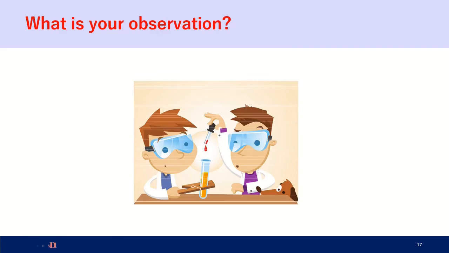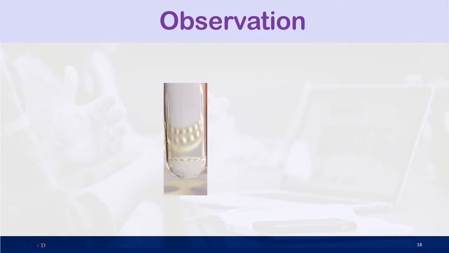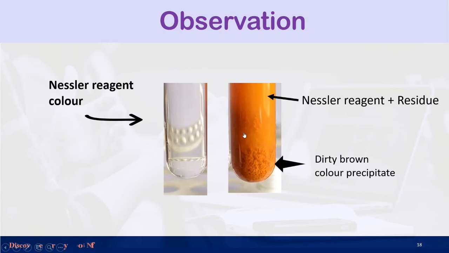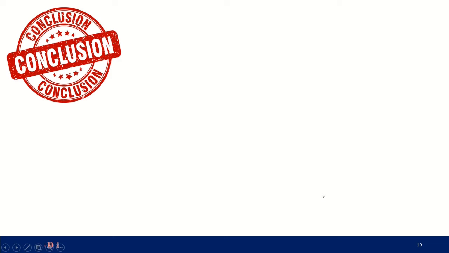Then add a little aqueous Nessler's reagent to the white residue. What is your observation? You know Nessler's reagent is a pale color. Now here you can see we add some Nessler's reagent to the residue, and you can clearly observe a dirty brown precipitate is formed. So what is your conclusion? Can you guess, guys?